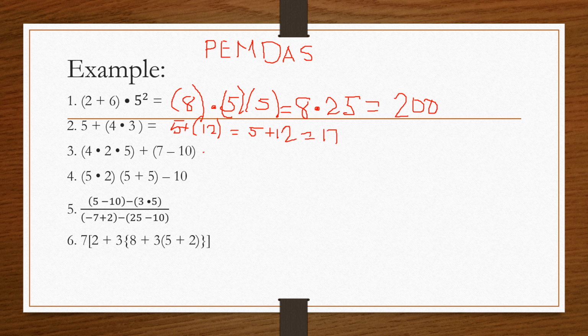Yan. And then we have 4 times 2 times 5. 4 times 2, 8 times 5. 8 times 5 equals 40. 40 plus 7 minus 10 equals negative 3. Okay? So 40, that will become 40 minus 3 equals 37. Alright, next.